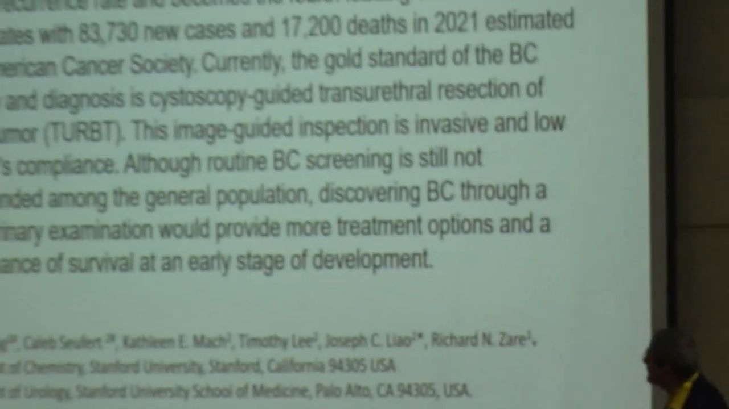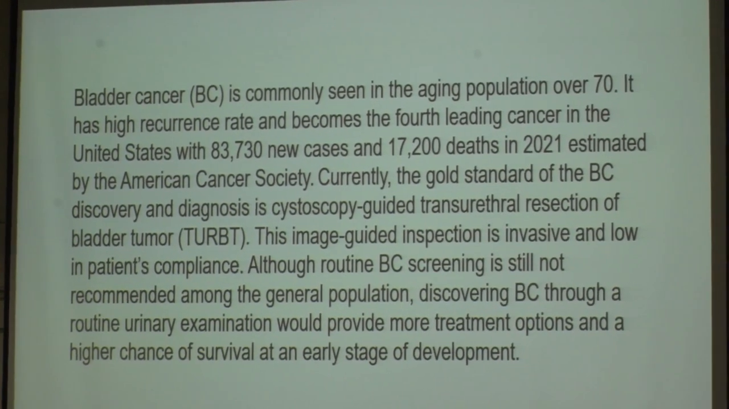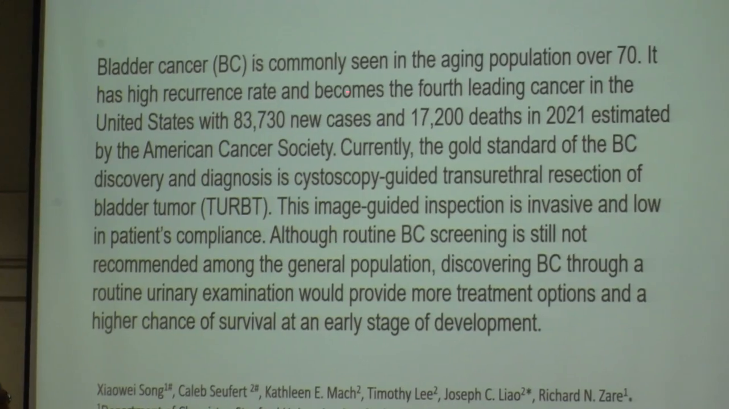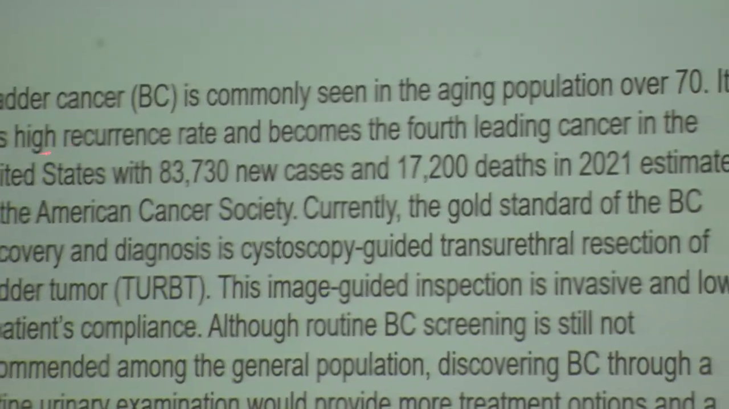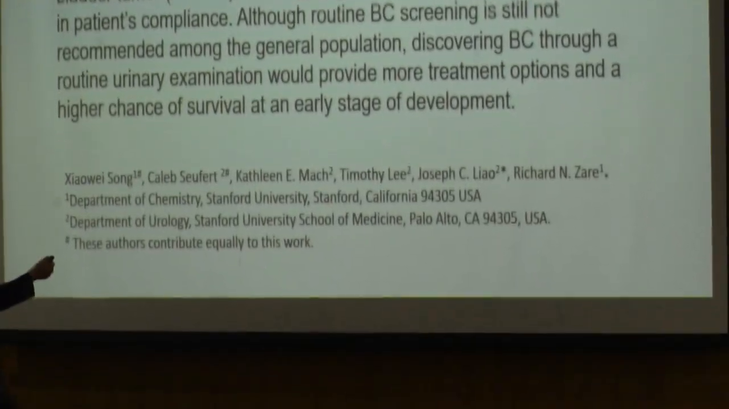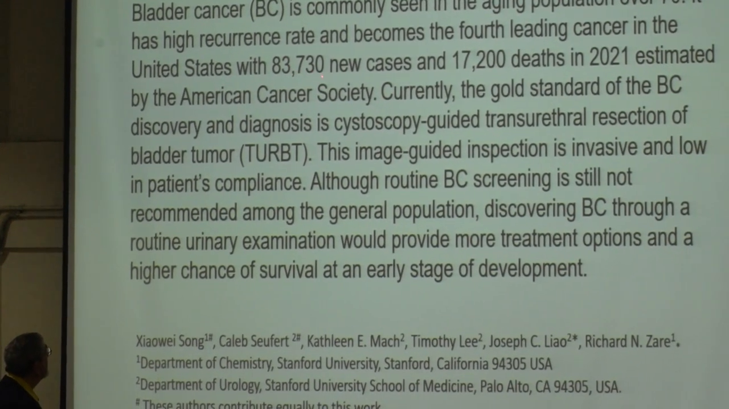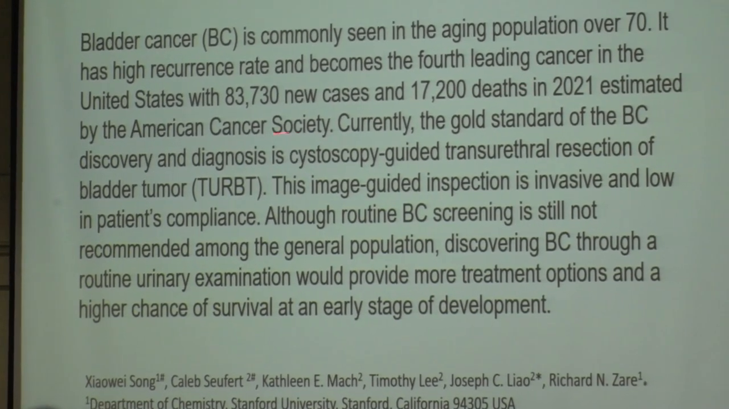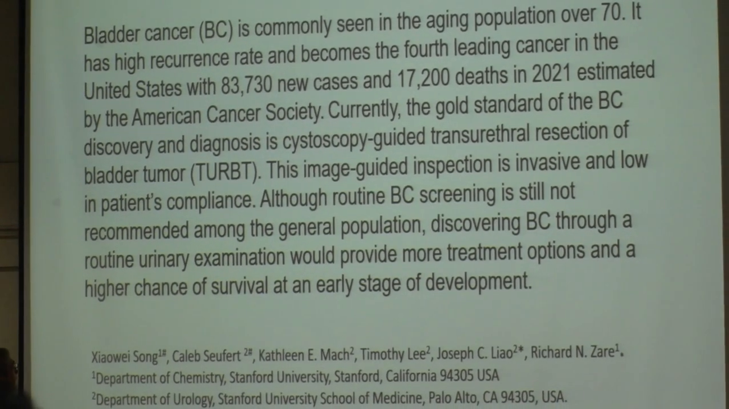Well, here's another story, I might. Okay. You know, you can pick your favorite disease, whatever. I'm going to talk next about bladder cancer. It's commonly seen in the aging population over 70 years of age. It has high recurrence rate, it means it happens again, and becomes the fourth leading cancer in the United States with about 83,730 new cases and about 17,200 deaths in 2021, estimated by the American Cancer Society. I just put the American figures.